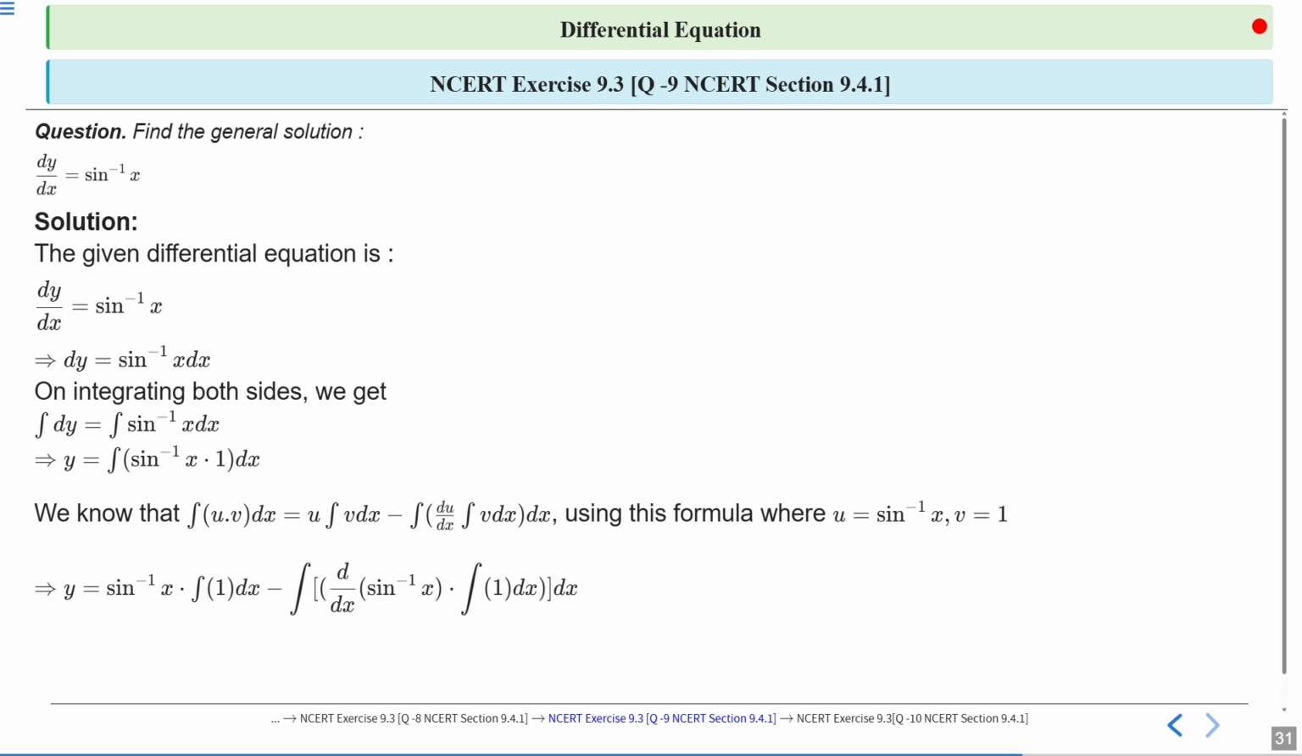After that, we just apply the by parts formula. We get y is equal to u, that is sine inverse x, into the integration of 1 dx, minus the integral of the differentiation of sine inverse x with respect to x into the integration of 1 dx, and then dx. As we know, the differentiation of sine inverse x is 1 by root under 1 minus x square.